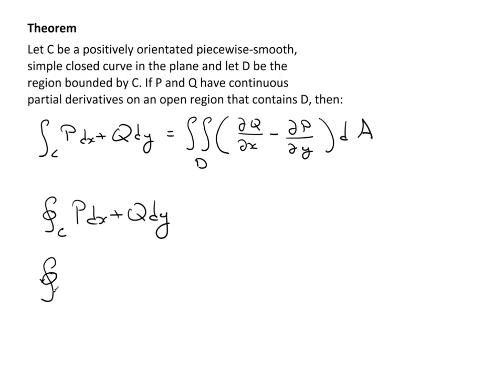And yet another notation that is sometimes used to also indicate that positive orientation is the notation that we use for a partial derivative. So very commonly you may see this written as the integral sign with this partial of D, where D is being the region.